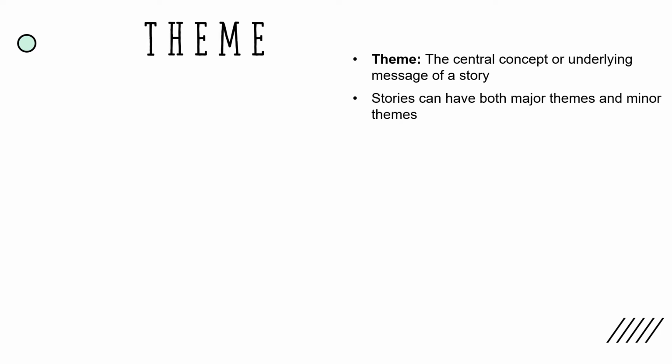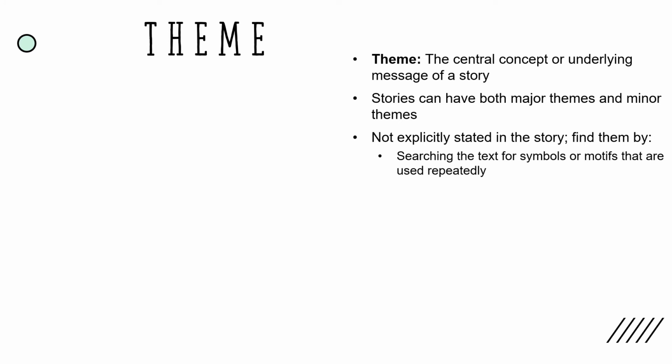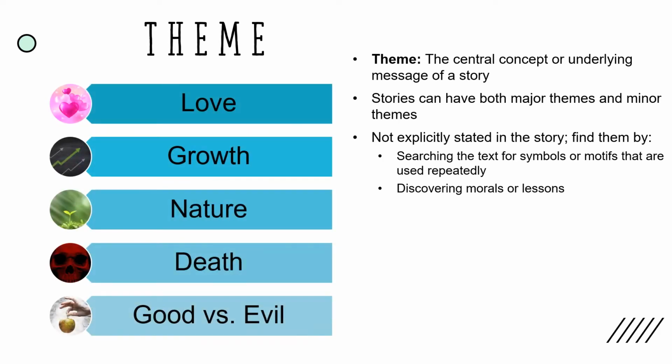One element that you'll want to keep an eye out for is theme. A theme is the central concept or underlying message of a story. Stories can have both major themes and minor themes. Themes are usually not explicitly stated in the story. Instead, you have to find them by searching the text for symbols or motifs that are used repeatedly, or by discovering morals or lessons that are implied by the story. Themes can fit into broad categories such as love, growth, nature, death, and good versus evil.